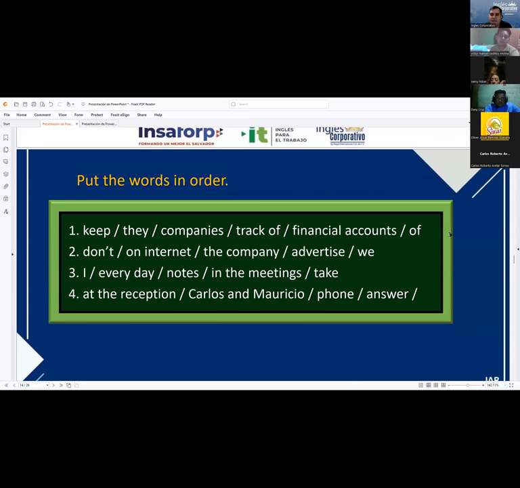How would you put this in order? Keep the company's track of financial accounts of. Begin with they, right? They keep, they keep track of financial accounts of companies. Companies. They keep track of financial accounts of companies.